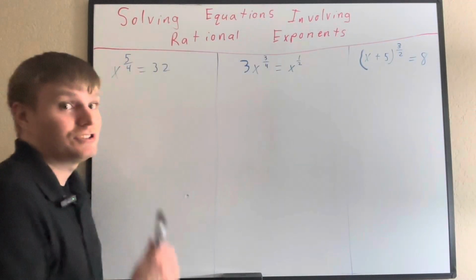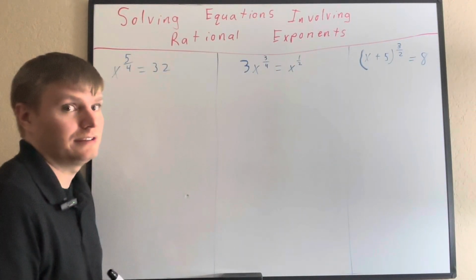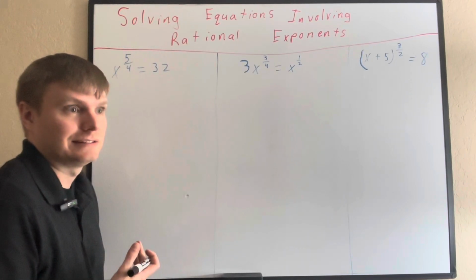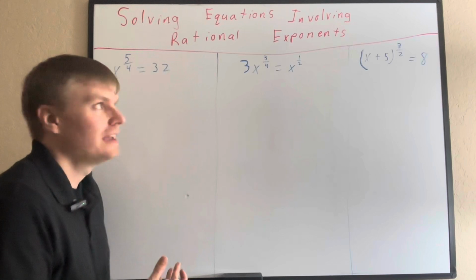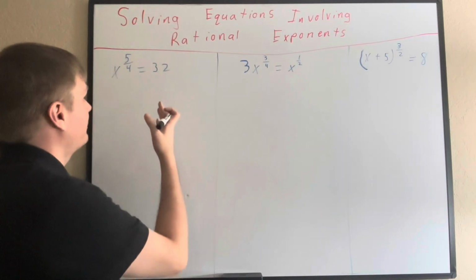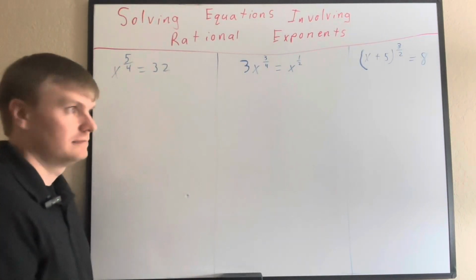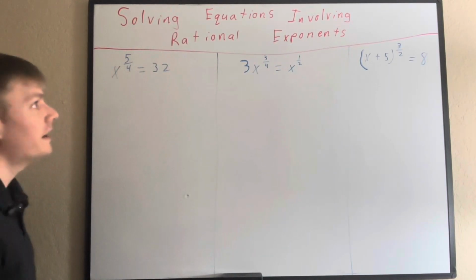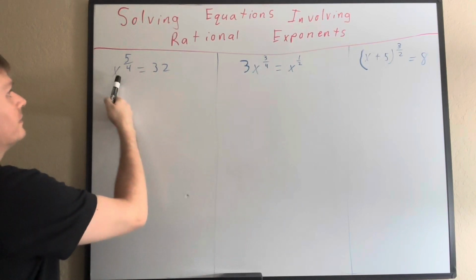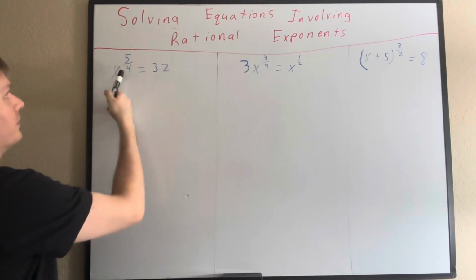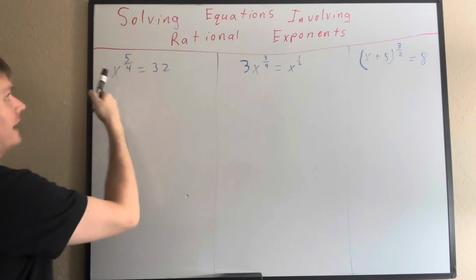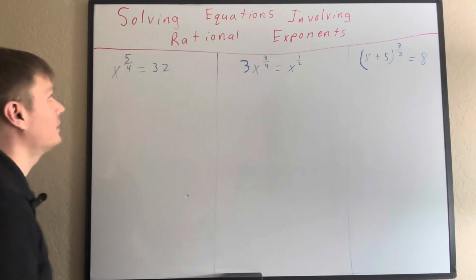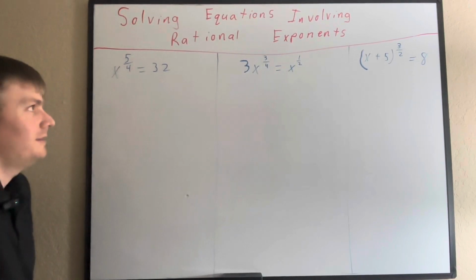In this video, I'm going to go over solving equations involving rational exponents. Rational numbers are numbers that can be expressed as a fraction. So we're going to have exponents that are fractions. All that means, really. But we're also putting those exponents to the power of x in an equation and asking to solve for x. So how do we do that?